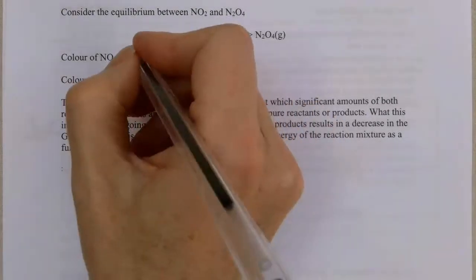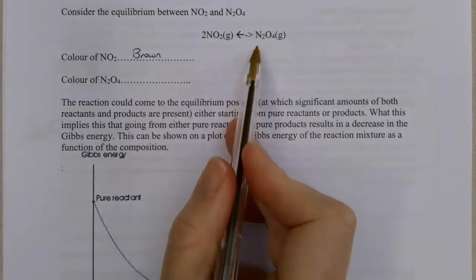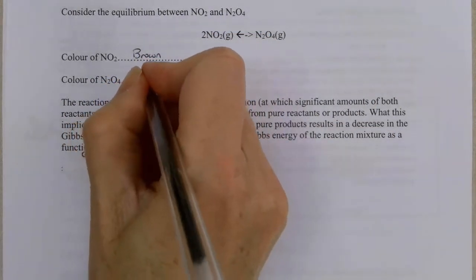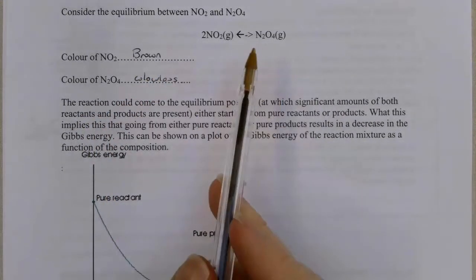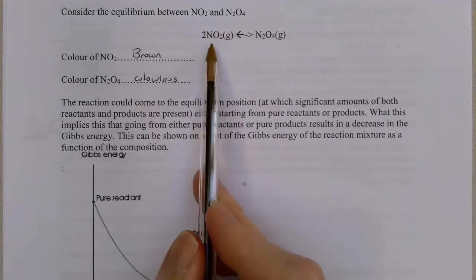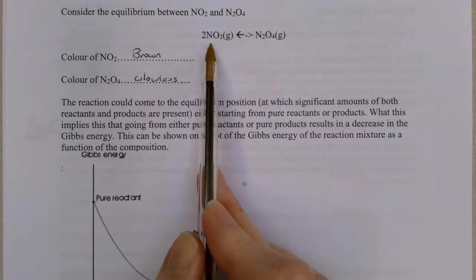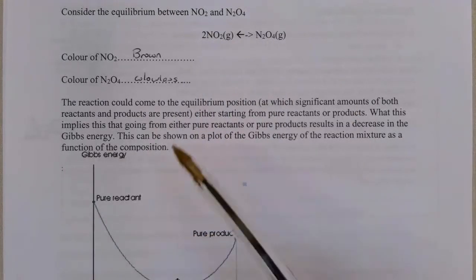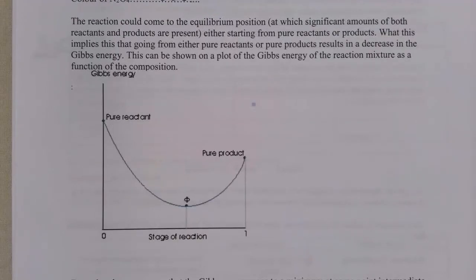So NO2 is a brown gas and N2O4 is colourless. Now if I started with pure NO2 and I allowed it to reach equilibrium, I would get significant quantities of N2O4 and vice versa. So we need to think about the feasibility of these reactions. And this is where a Gibbs energy plot comes into play.